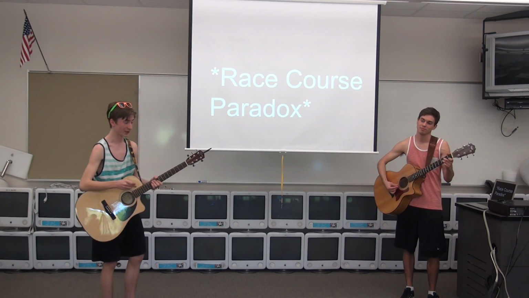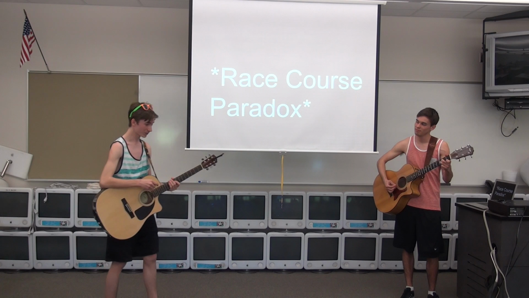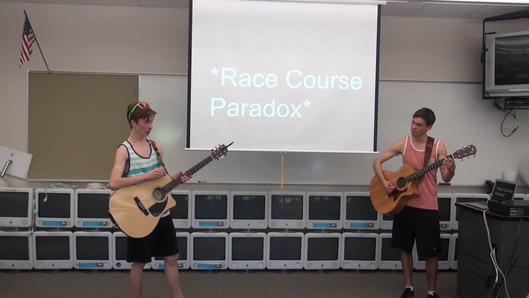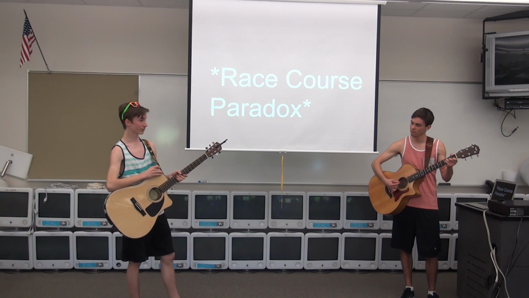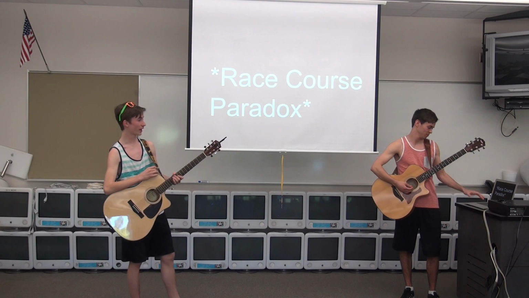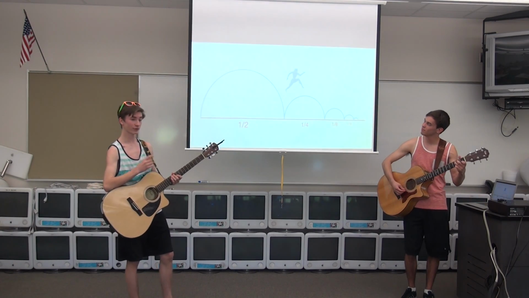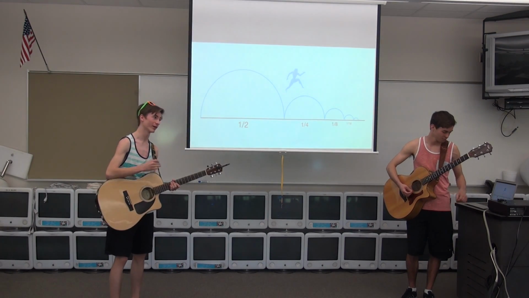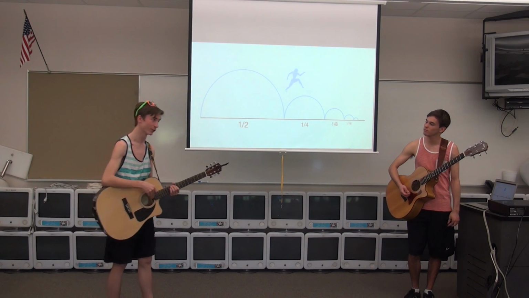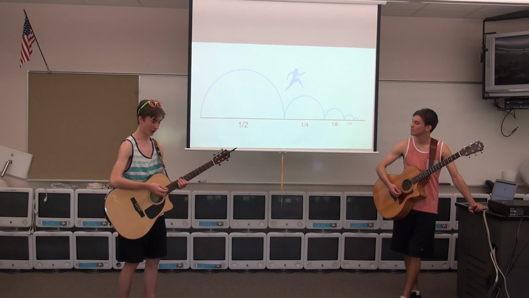And this brings us into the race course paradox. So there's this thing where if you have a certain distance to go, and you can go ahead and click the next slide there, if you were to run halfway, you'd be halfway there, and if you were to run another half, you'd be a quarter of the way, followed by an eighth, a 16th, 32nd, 64th, and so on and so forth from there.